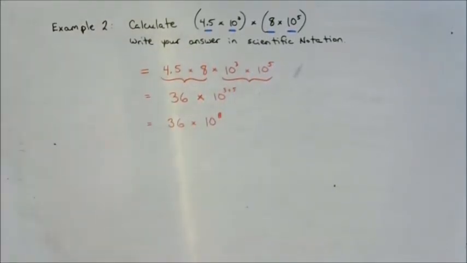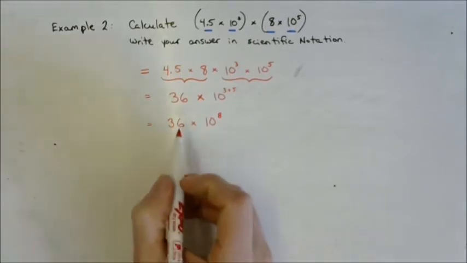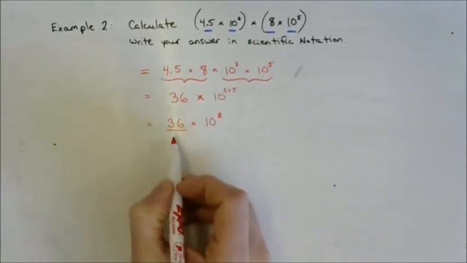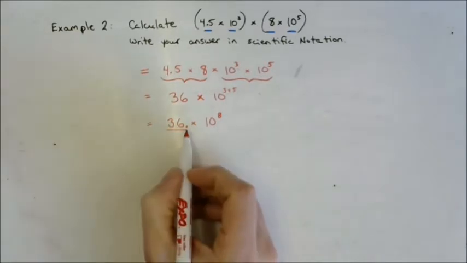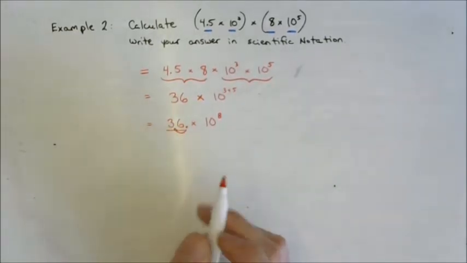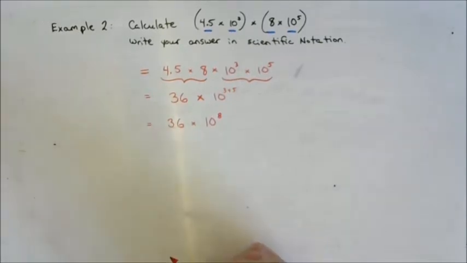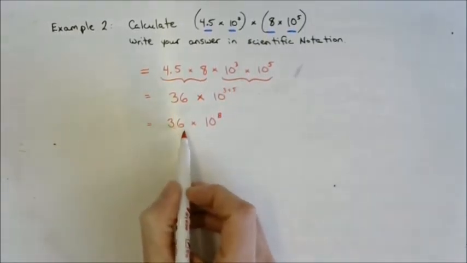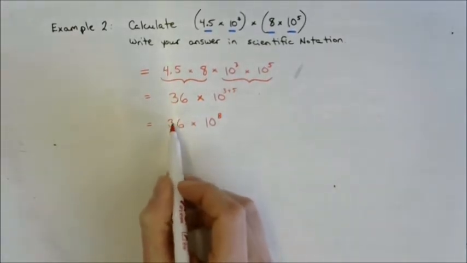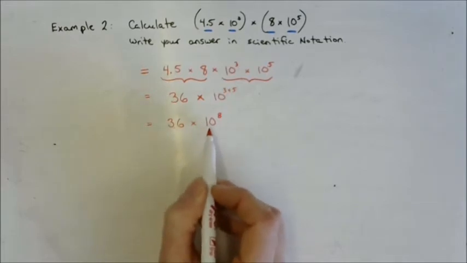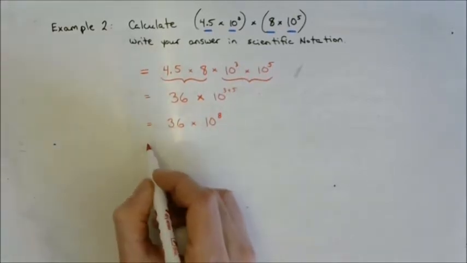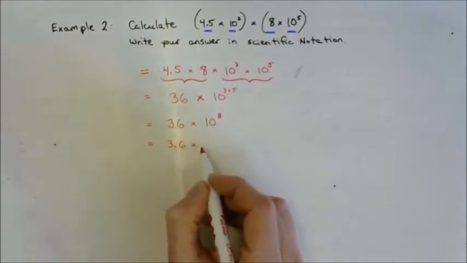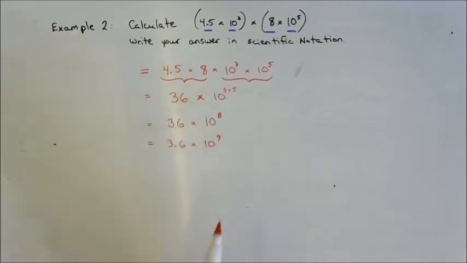Now it might look like we're done, but there's a problem. Because scientific notation only has one digit to the left of the decimal place. This one has two. Any ideas on how I can bump this over? Perfect. I'm going to bump the decimal. I'm basically going to take a factor of 10 out of this and move it into my power of 10, which means, remember, if I bump the decimal place to the left, I'm adding a zero. So we're going to end up with 3.6 times 10 to the power of 9. And that is our final answer there.